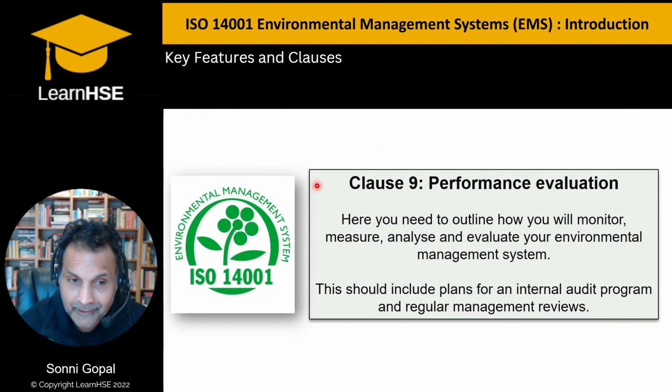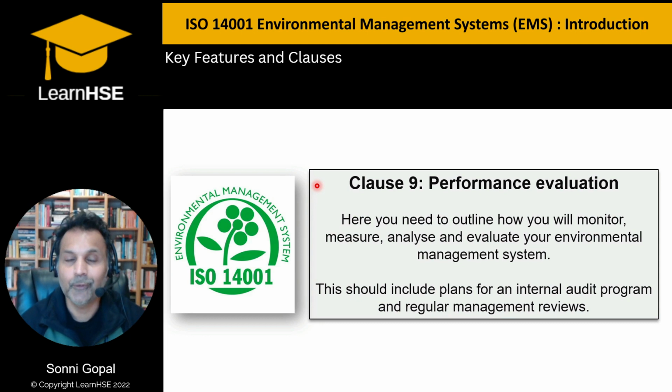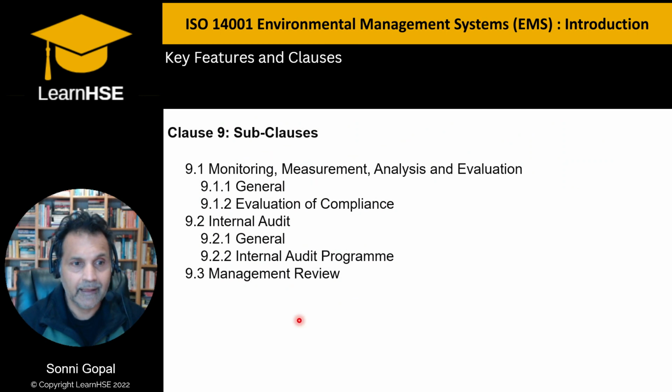Getting closer to the end of the clauses now. Here we're on performance evaluation, clause 9. Here the organization needs to outline how they'll monitor, measure, analyze and evaluate their EMS. And this should also include plans for an internal audit program and also management reviews. Now clause 9 also has sub-clauses. There are 3 sub-clauses with their own sub-sub-clauses. We're going to cover all of those in the next few slides.